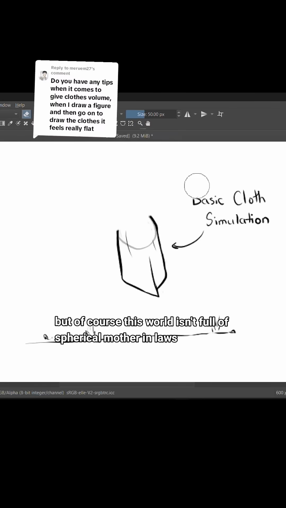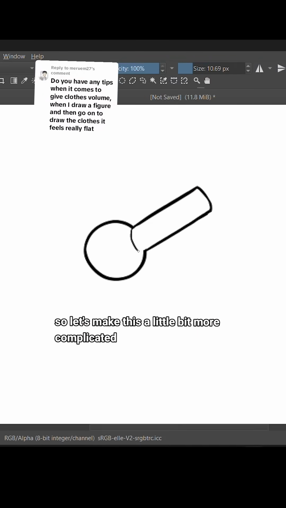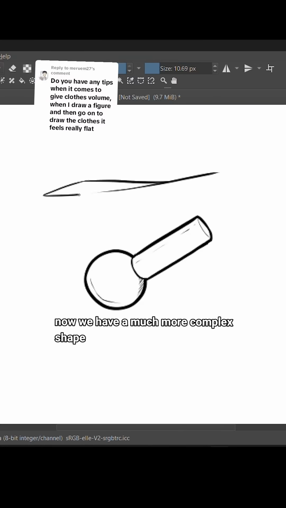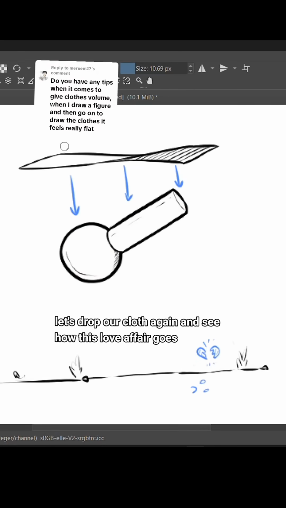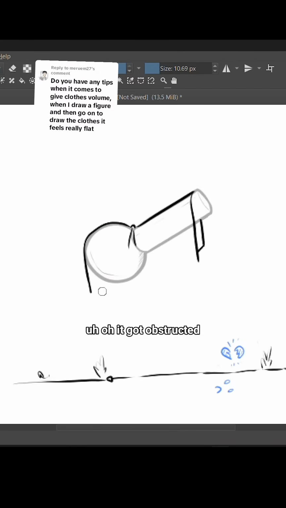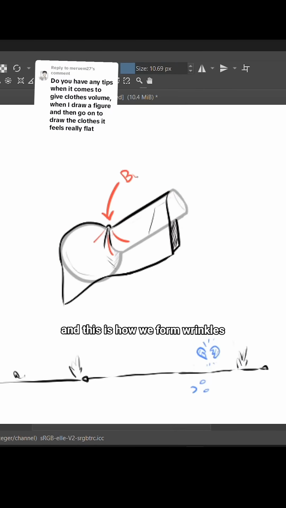But of course, this world isn't full of spherical mother-in-laws, so let's make this a little bit more complicated. I'm going to add a cylinder. Now we have a much more complex shape. Let's drop our cloth again and see how this love affair goes. Uh-oh. It got obstructed, but look at this. Now it's taking a new shape. And notice the nook. And this is how we form wrinkles.